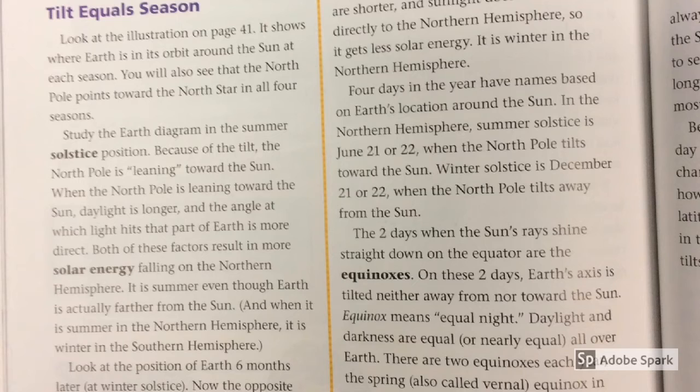Study the Earth diagram in the summer solstice position. Because of the tilt, the North Pole is leaning towards the Sun. When the North Pole is leaning towards the Sun, daylight is longer, and the angle at which the light hits part of the Earth is more direct. Both of these factors result in more solar energy falling on the northern hemisphere. It is summer even though the Earth is actually further away from the Sun.